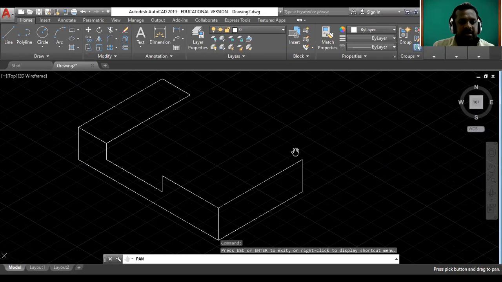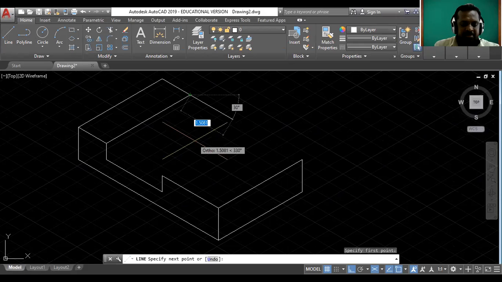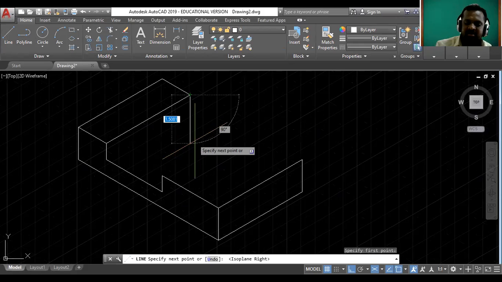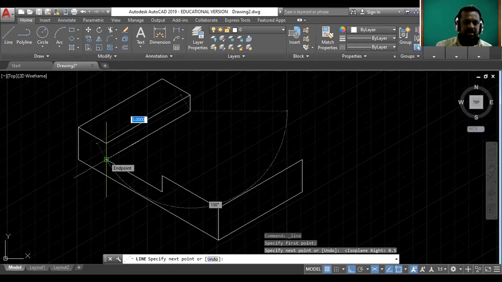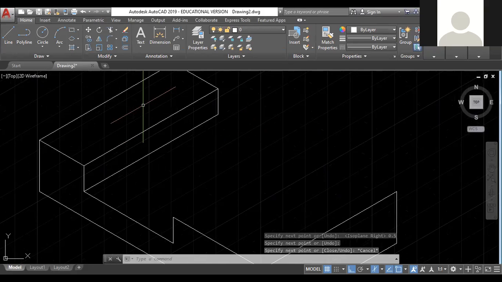Then again take the line, and from this point we have to take one vertical line. To change the plane, press F5, and that vertical distance will be 0.5. Enter, escape. Again, we have to join to this point. It is clear? Yes sir.